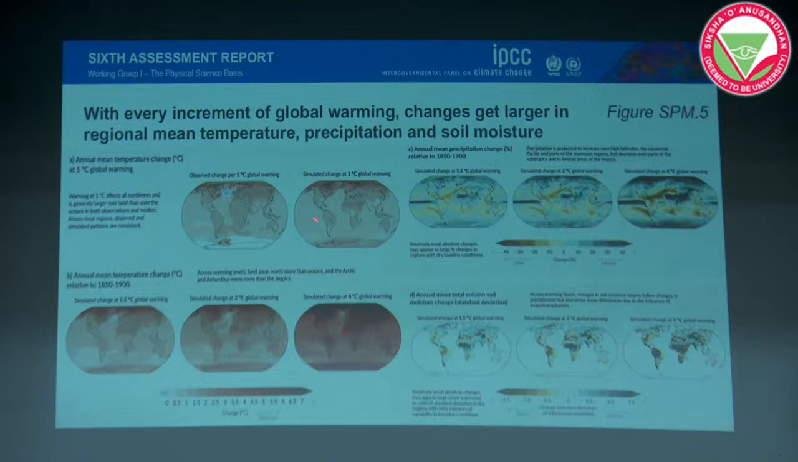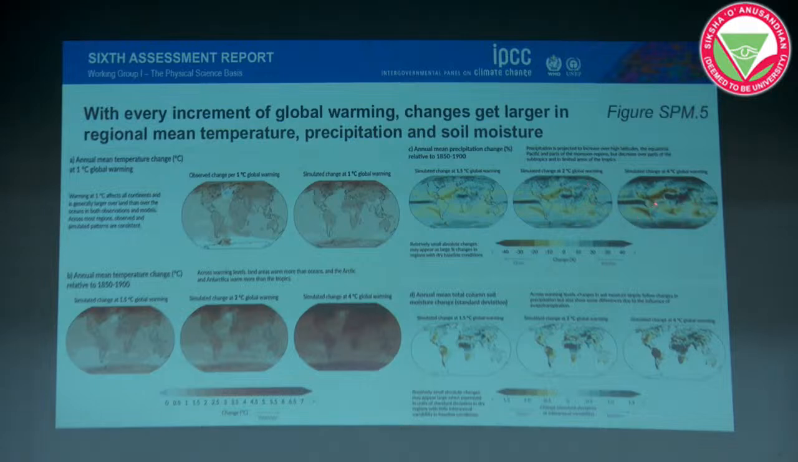So the warming is not uniform everywhere. That's what you have to keep in mind. In tropical areas, the warming magnitude is less compared to the high latitudes. I'll come to those details later on. I'm going a little fast. And the precipitation is also going to increase in many high latitude areas with future warming.